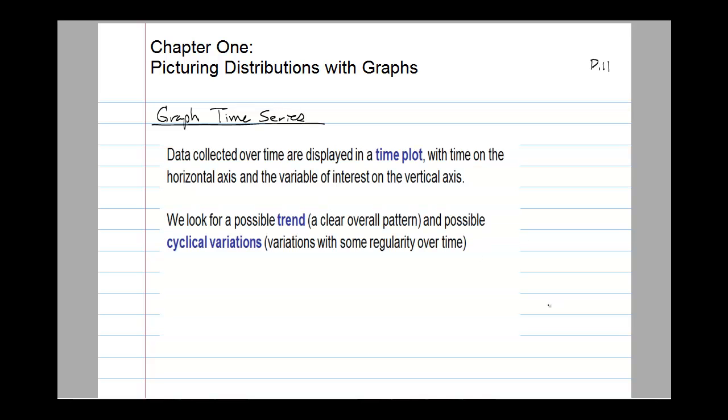When we graph time series, data is collected over time and displayed in something called a time plot or a time series plot. Again, time is on the horizontal axis and the variable of interest is on the vertical axis. The variable of interest could be output or production, or it could be temperature. Then we look for a possible trend, which is an overall pattern that's obvious. We can also look for cyclical variations. For instance, our coldest temperatures are often in January, and our warmest temperatures are often in August. Those are some things that we can look at. Let's go ahead and look at a graph so we can analyze it a little.